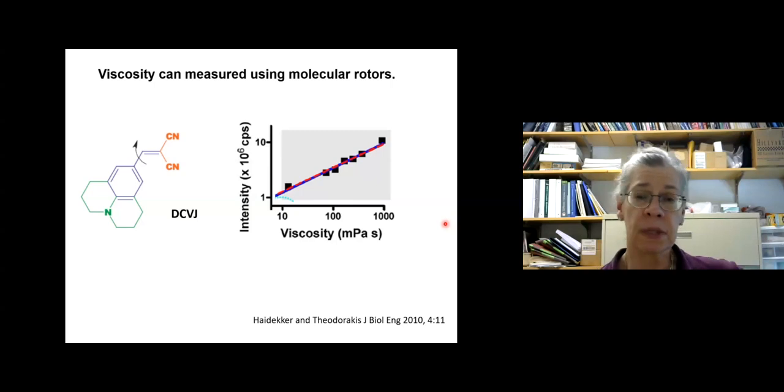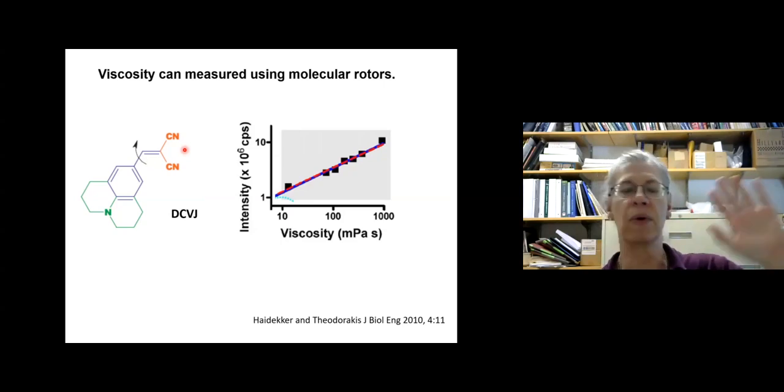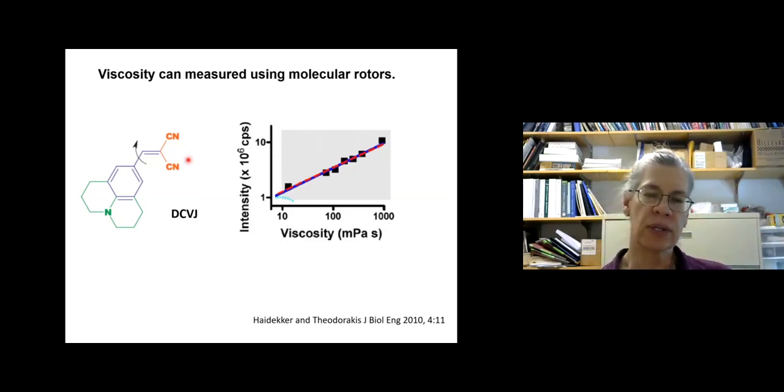But what about viscosity? So this is a sample from the literature. This is DCVJ, and a molecular viscometer will have a rotating bond of polar groups, which will sweep through a solvent solution. And of course, if there's a bit of drag with that, we'll see a change in the fluorescence intensity. The way that's done is one makes a series of solutions of differing viscosity, usually involving glycerol and something else like methanol or water, and then measuring the fluorescence intensity. So this is the sample data for DCVJ.